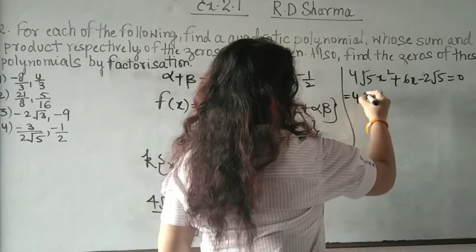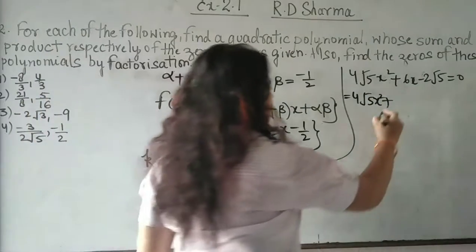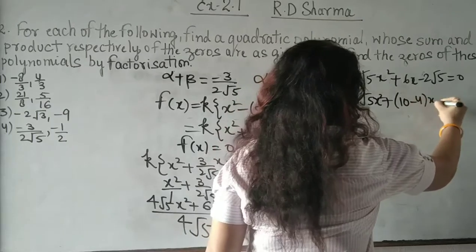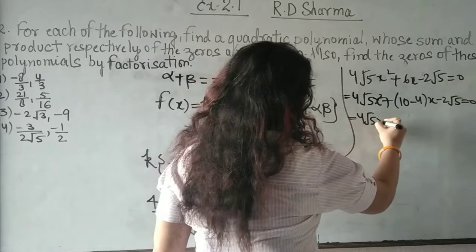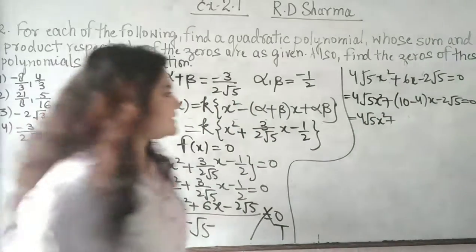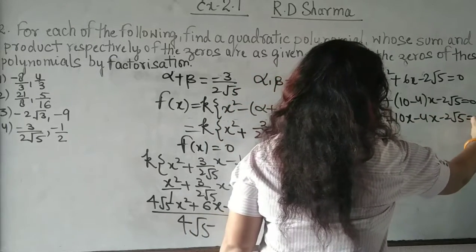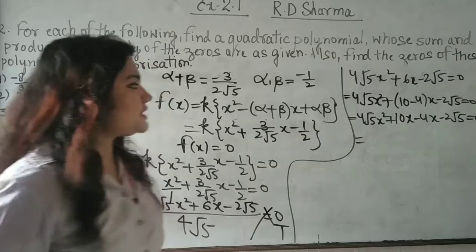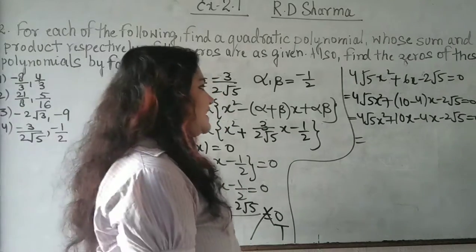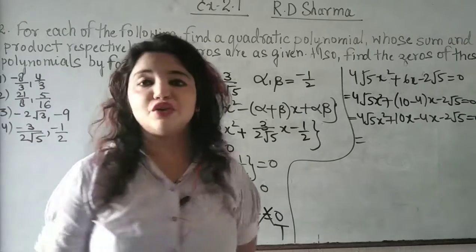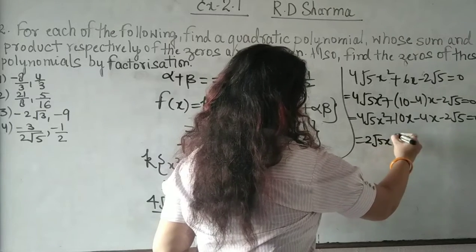See, 4√5x² + 6x. In the place of 6 I am writing 10 minus 4, so (10 − 4)x − 2√5 = 0. Now we will open the bracket: 4√5x² + 10x − 4x − 2√5 = 0. And now from these two terms we will take something common. I am taking 2√5x common.